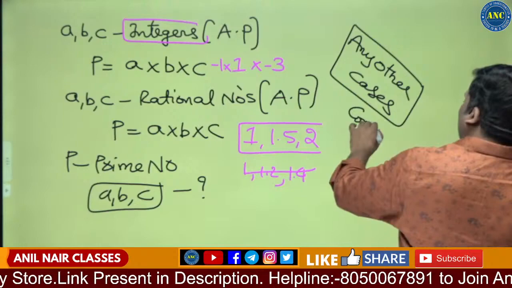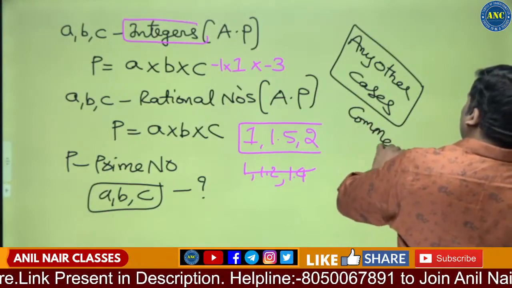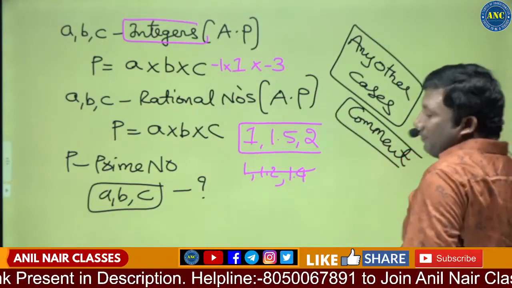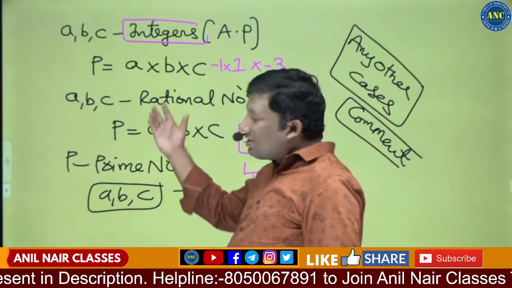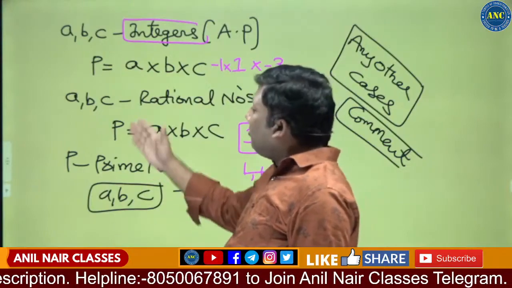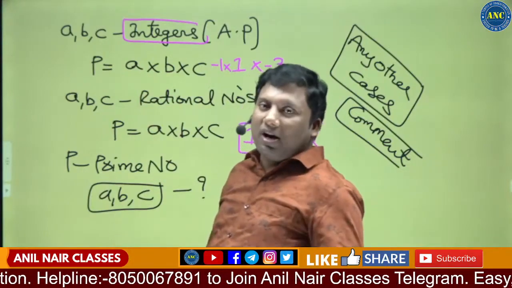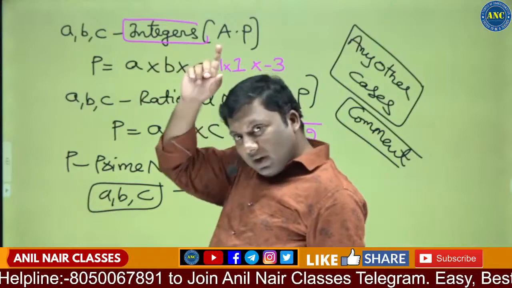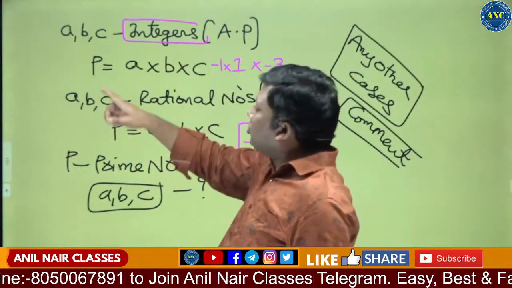Very, very good question. 99% of the students will first think, sir, how can it be possible? Because P is a prime number, and a prime number can be written as a product of 1 and P. But that is right only in the domain of natural numbers.